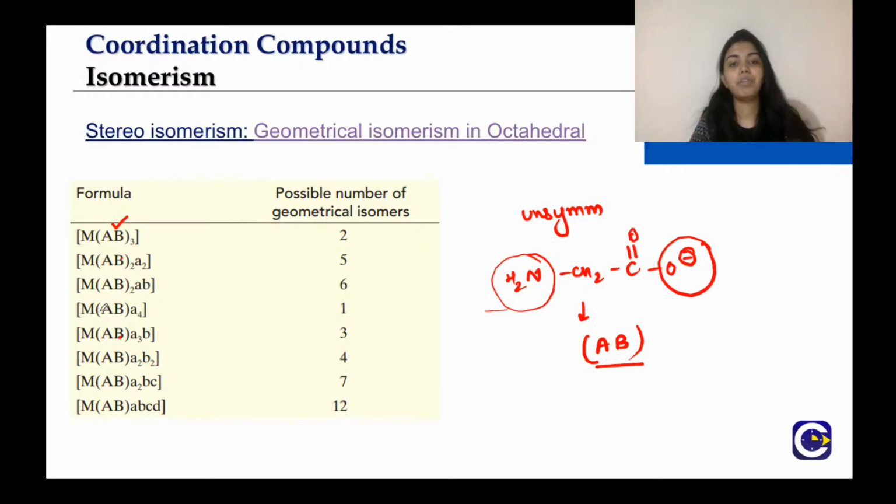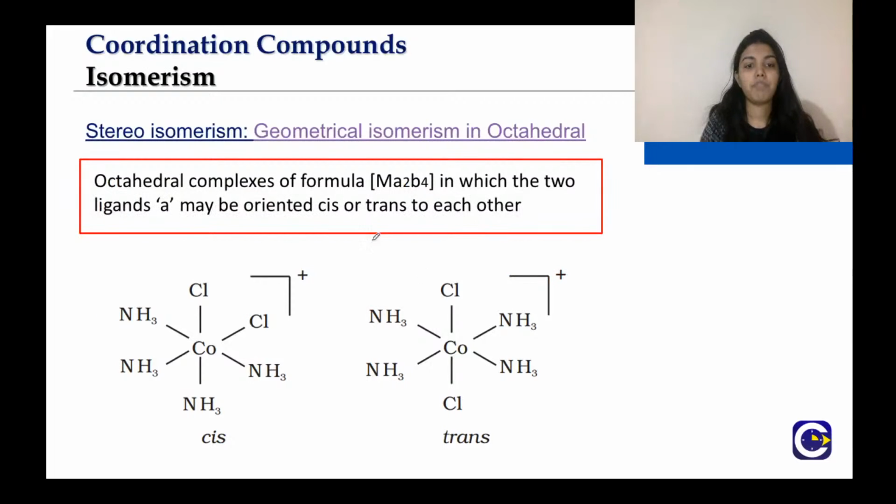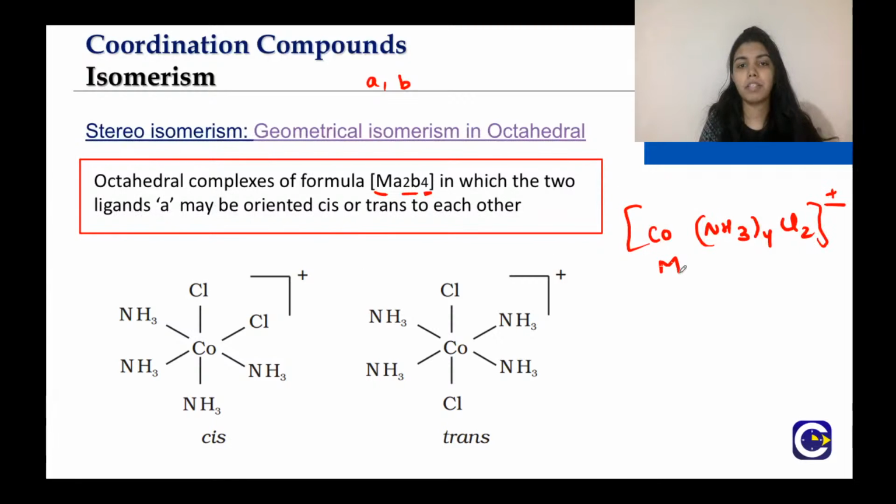Now we need to discuss or focus upon only a few complexes. First one is, for example, Ma2B4, where A and B are monodentate ligands. An example is cobalt NH3 4 and then Cl2 positive. This is your complex. It can be written as cobalt is M, A2 is Cl2, and B4 is NH3. So this is the kind of complex you have.